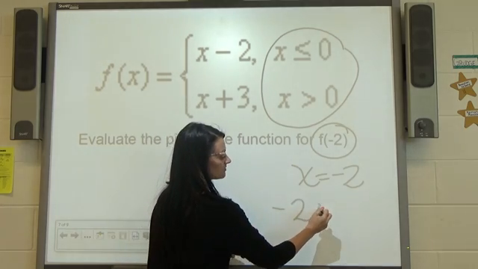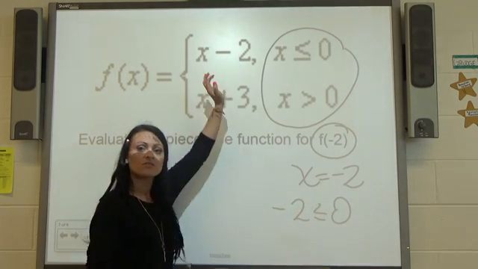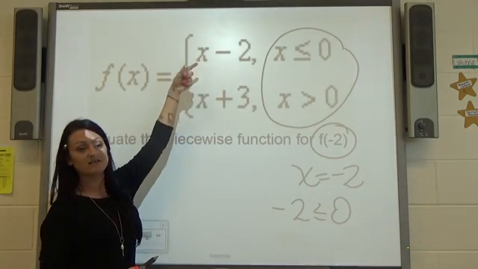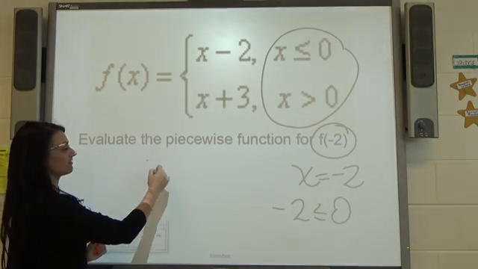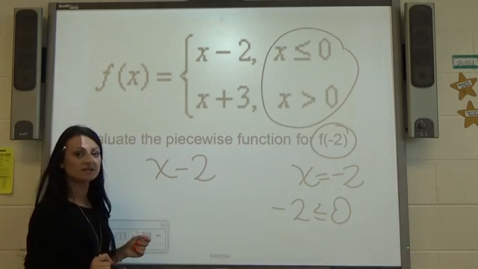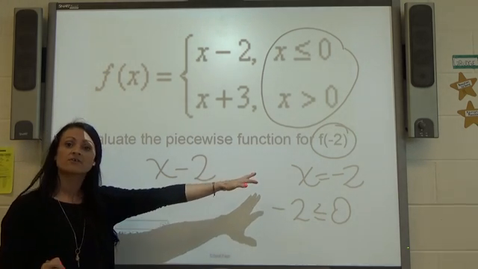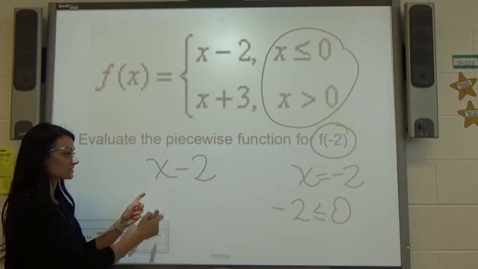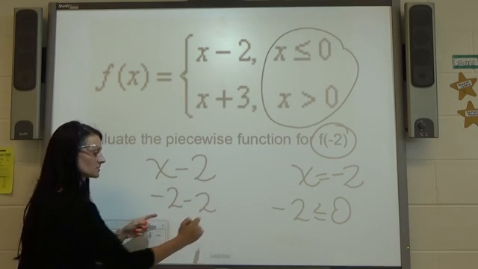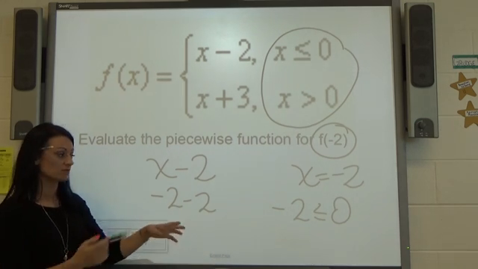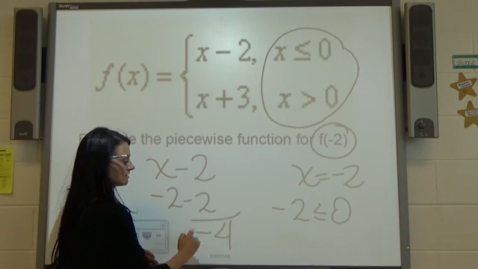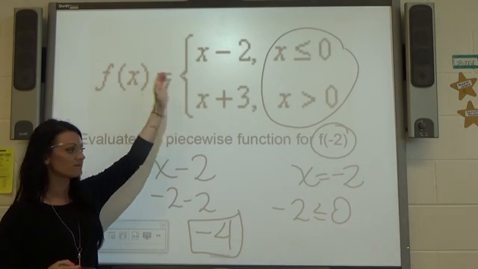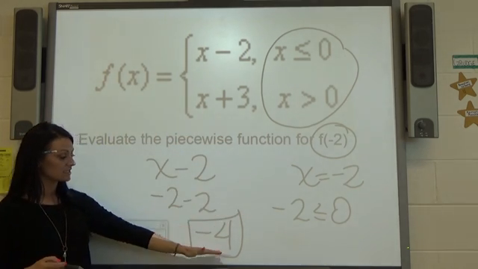Because negative 2 is less than or equal to 0, the first condition is what makes it true. So that tells me that that specific value will be on the function x minus 2. So I'm going to take my value of x equals negative 2 and substitute it in where I see x. So negative 2 minus 2. And what this is going to tell me is that my y value associated with this piecewise function at x equals negative 2 is negative 4.